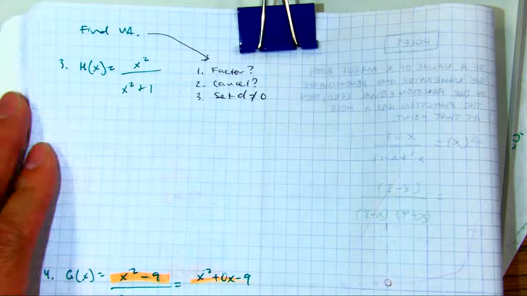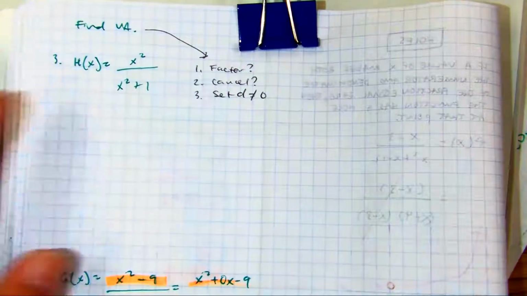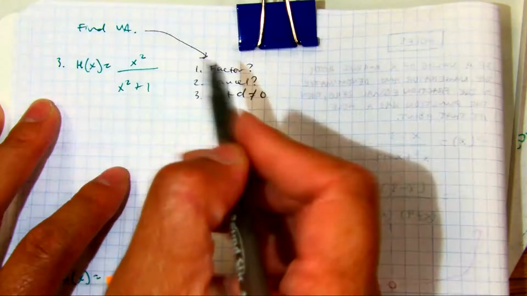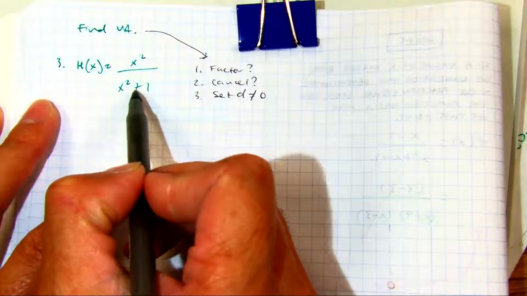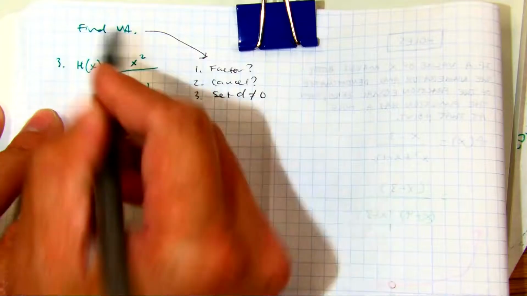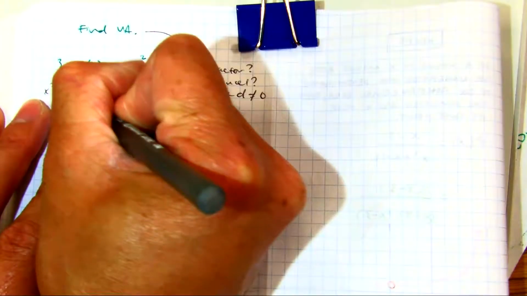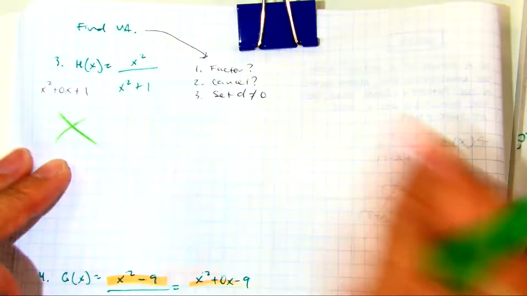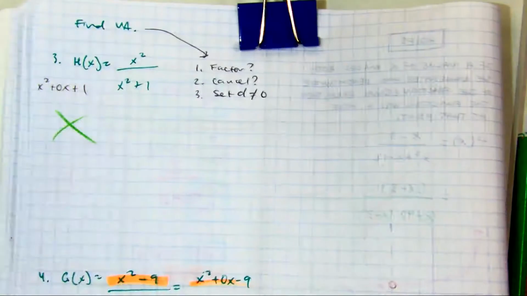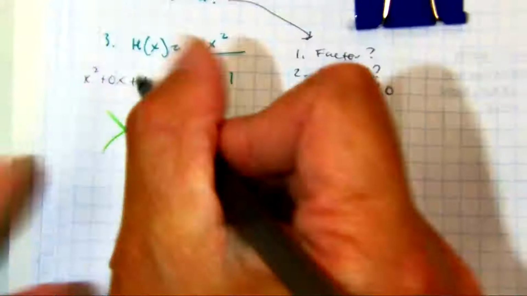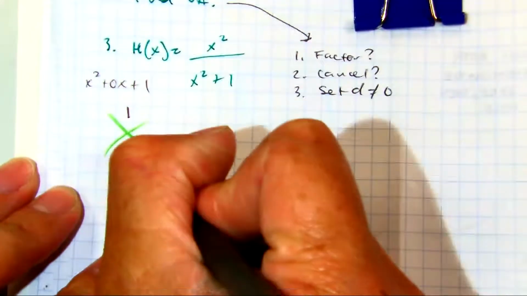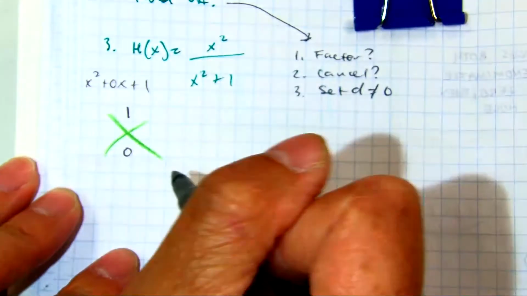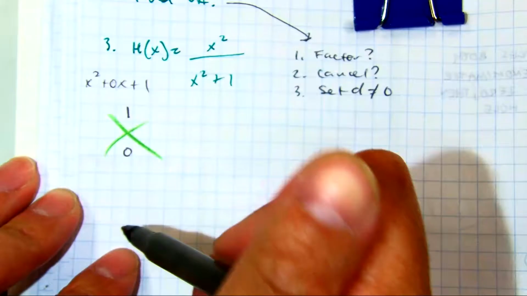Okay. Class, yes or no? Is this factored? Okay. X squared plus 0x plus 1. Class, A times C. B value. 2 numbers in the world that will multiply to be 1 but add to be 0.